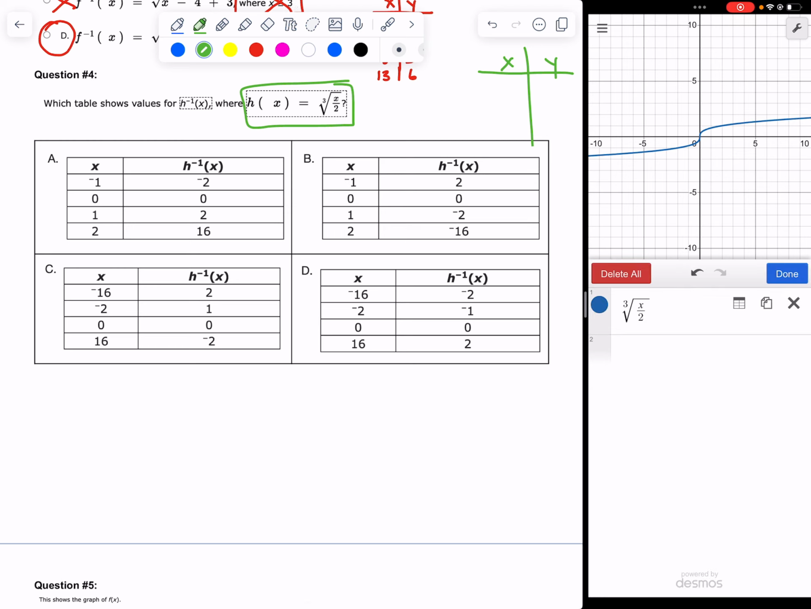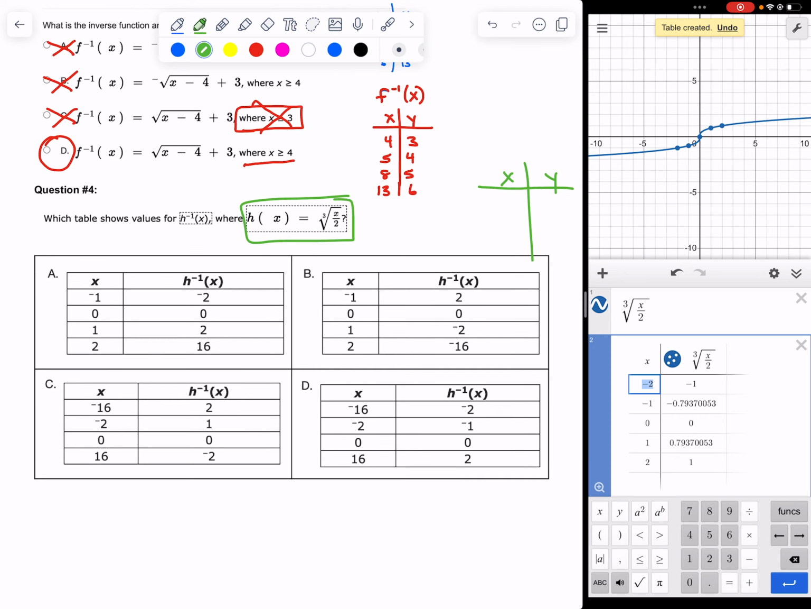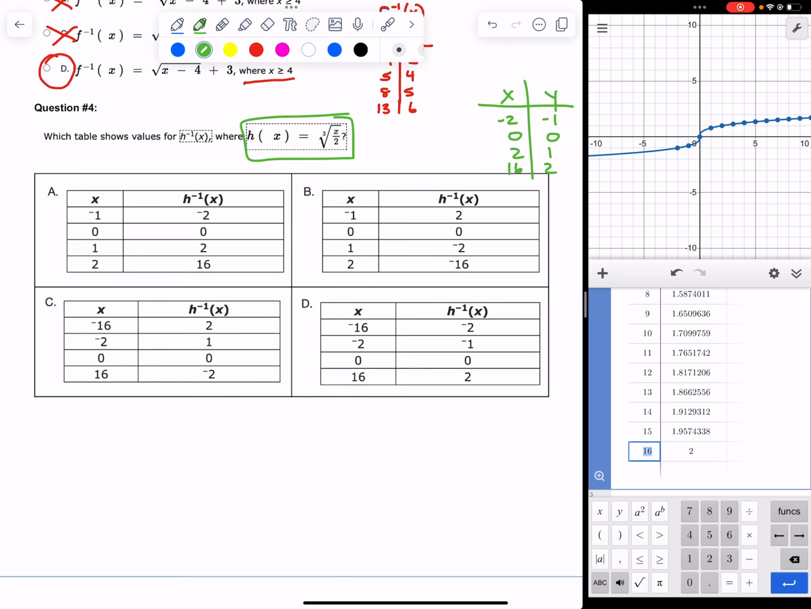We just need our table, and let's just pick out some nice reasonable values like -2, -1, and 0, 0, and 2, 1. And then I just like to go to the bottom and hit enter till I find another good one, if it's possible. So let's see, 16, 2. All right, so that looks like enough to figure this out. So I need to find the table of values that is switched, the inverse of h of x.